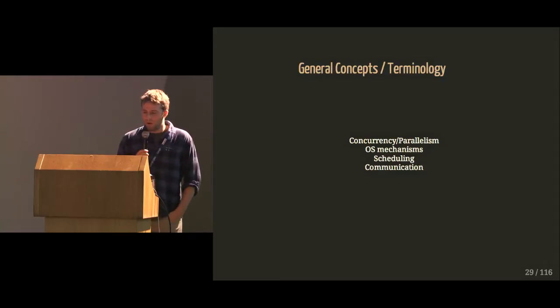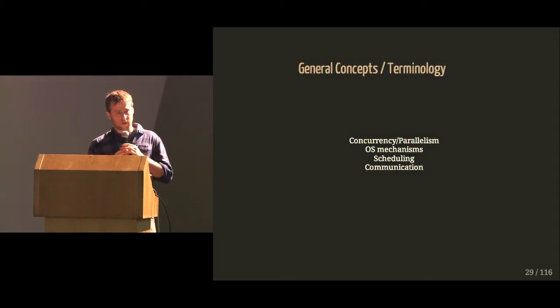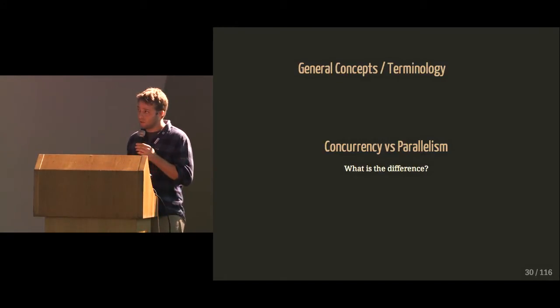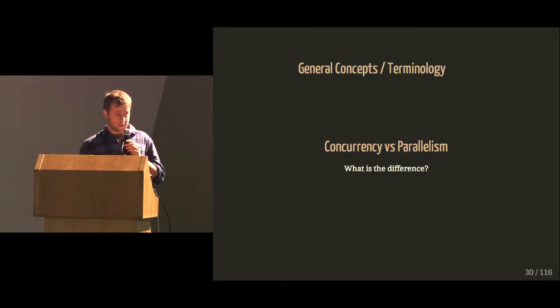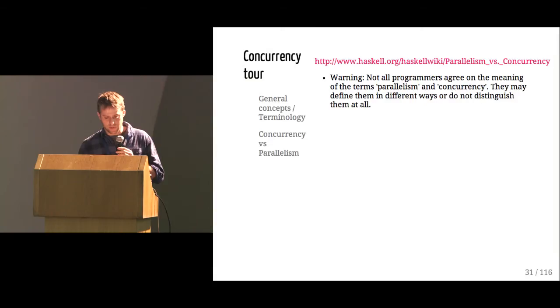I'll start with the general concepts, which are the common ingredients that all these models share. What I've mapped out is the following things that I'm going to start diving into. So concurrency versus parallelism are apparently different. What is the difference?